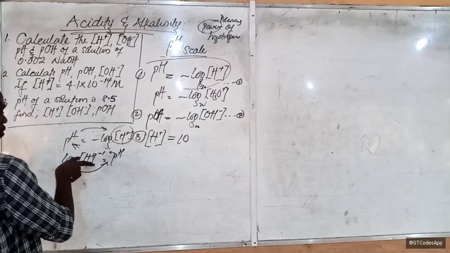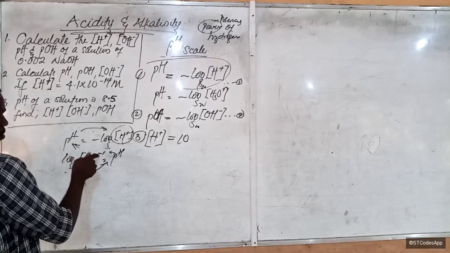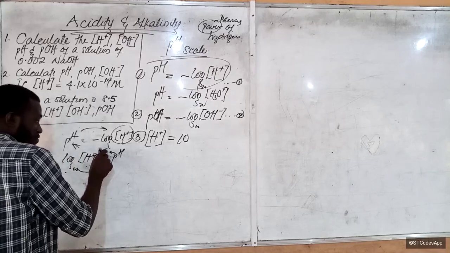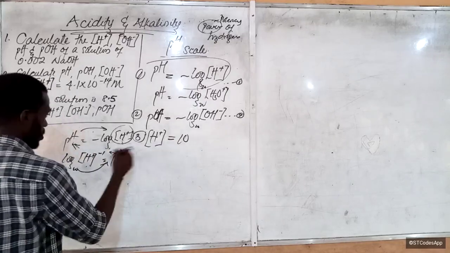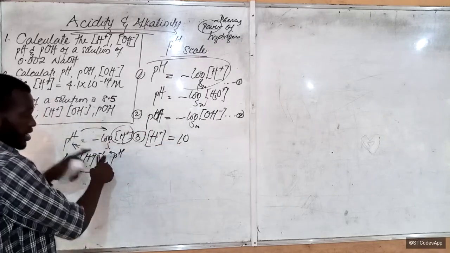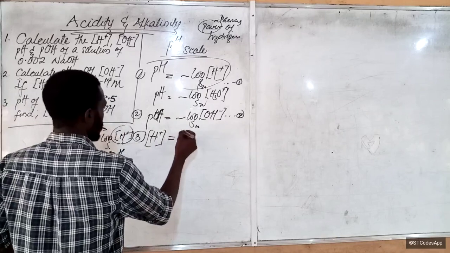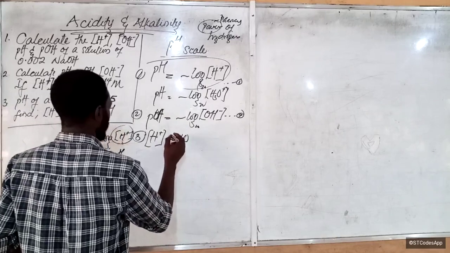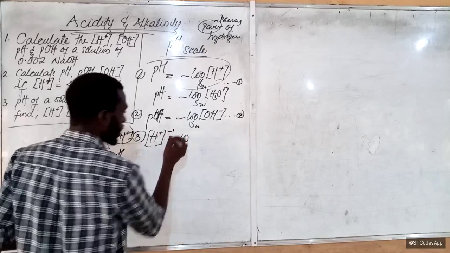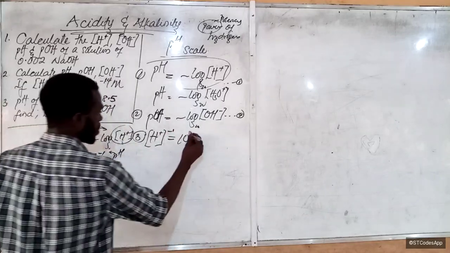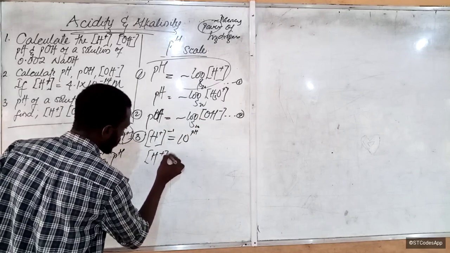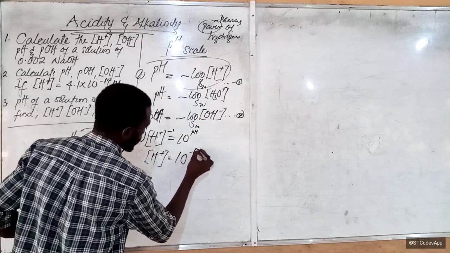Now, we are going to bring this value here to this side, to the right. So this negative power becomes H inverse, and naturally H inverse is equal to 10 to the power pH. Is that okay? So this becomes H plus equal to 10 raised to the power minus pH.